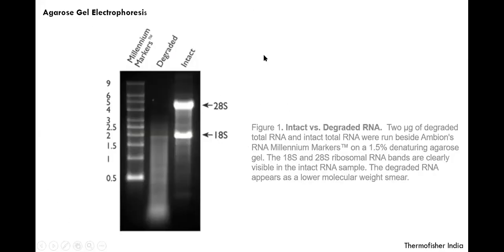Again, agarose gel electrophoresis is used, like for DNA. This is an example, and these are the molecular weight markers here, 9 kilobases, 500 bases. Then you see intact RNA isolated from the whole cell and degraded RNA. It should be noted that when you isolate RNA and DNA from a cell, DNA is double stranded, probably supercoiled in many ways, and it is protected from degradation because of the double stranded structure.